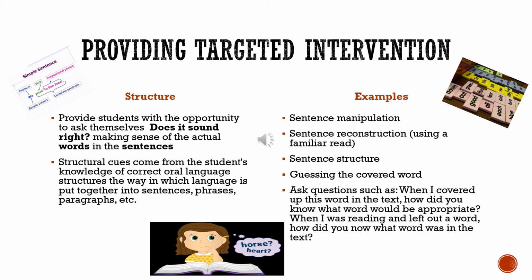Another great activity is covering up words and sentences and having students guess what the word could be, then asking questions such as, when I covered up the word in the text, how do you know that the word would be appropriate? Or, when I was reading and left out a word, how did you know what word was in the text? These are all examples of how to support structure miscues.